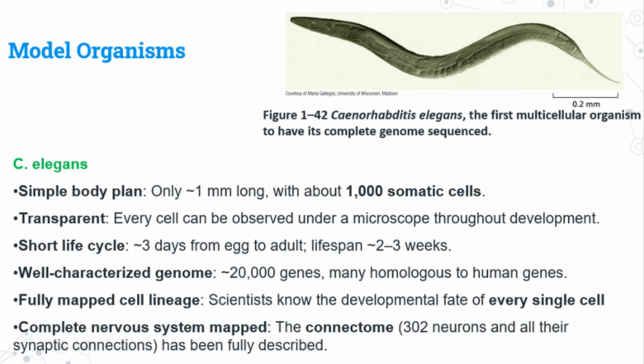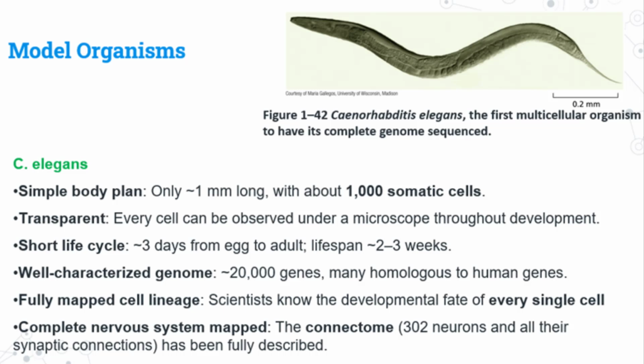They have a fully mapped cell lineage, meaning they know the developmental fate of every single cell right from the fertilized egg. Incredible. And even more remarkably, they've mapped the complete nervous system, its connectome. The wiring diagram? Essentially, yes. The entire wiring diagram of its 302 neurons and all their synaptic connections. It's fully described. Wow.